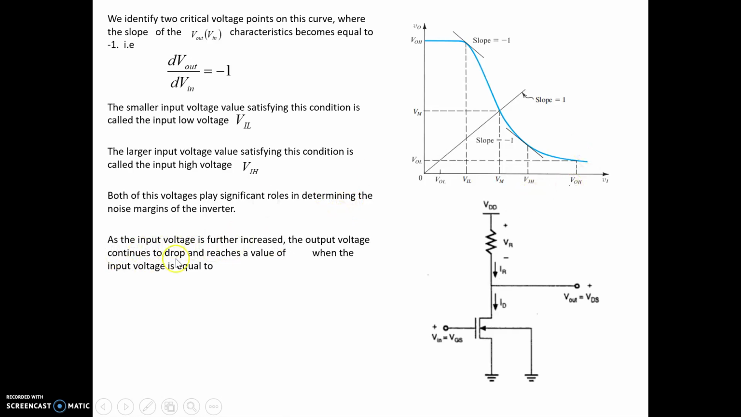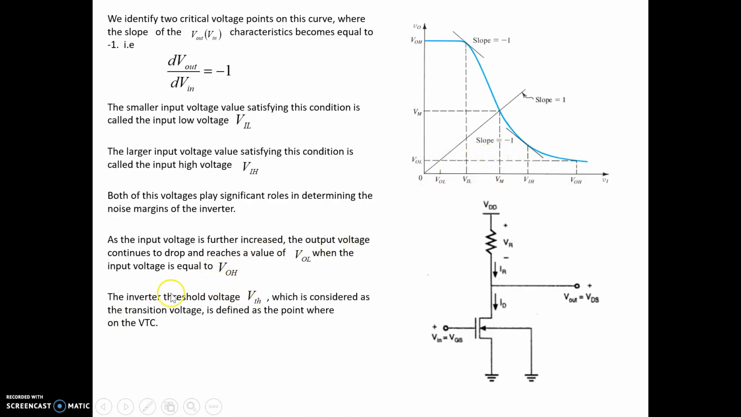As the input voltage further increases, the output voltage continues to drop and reaches the value of VOL when the input voltage is equal to VOH. So when the input voltage is equal to VOH, the output voltage is equal to VOL.